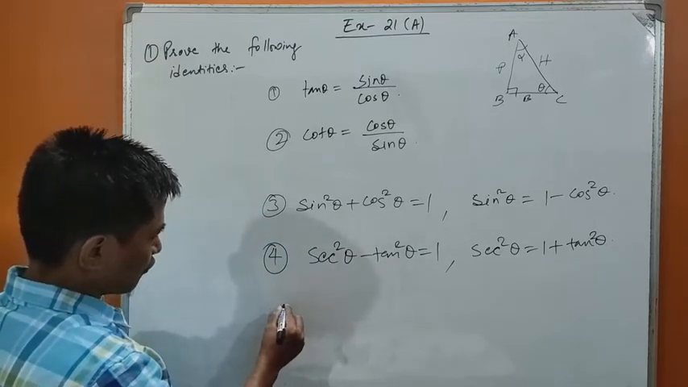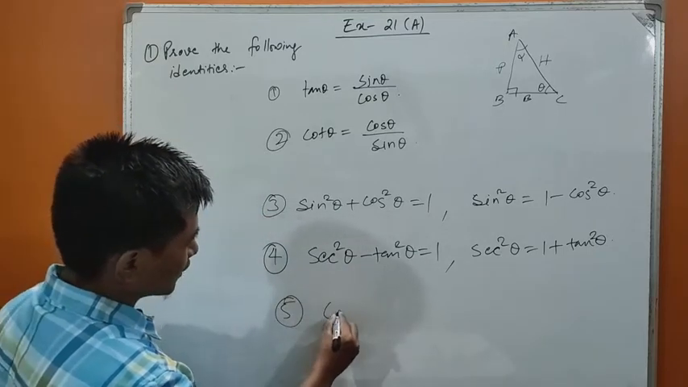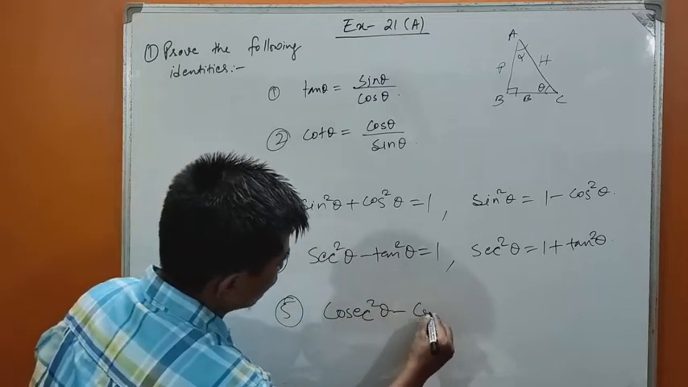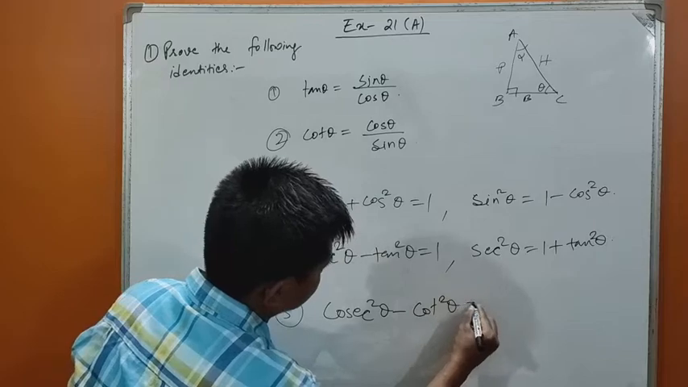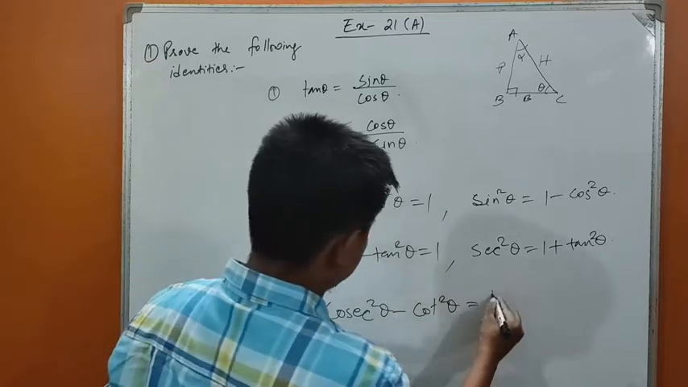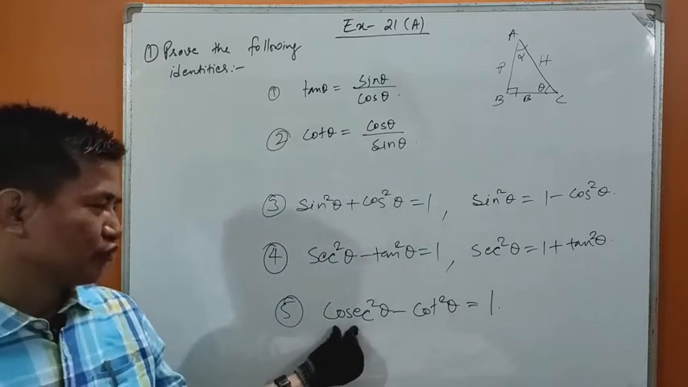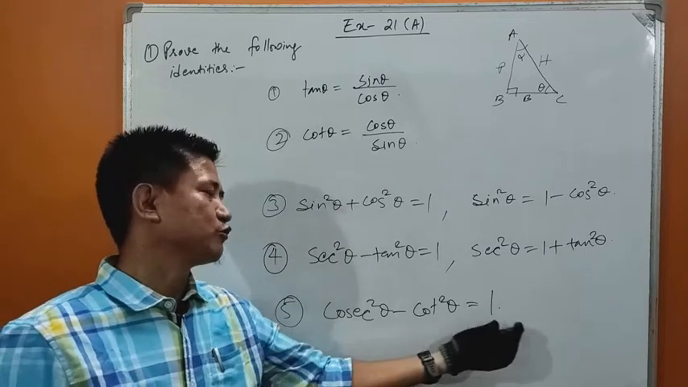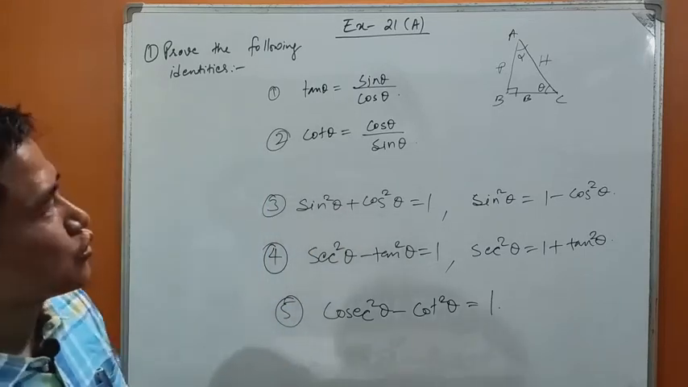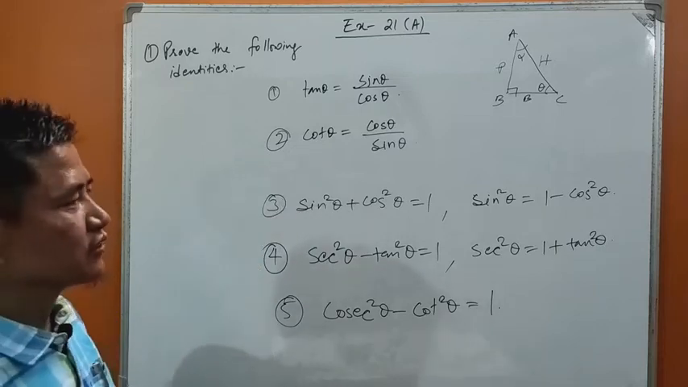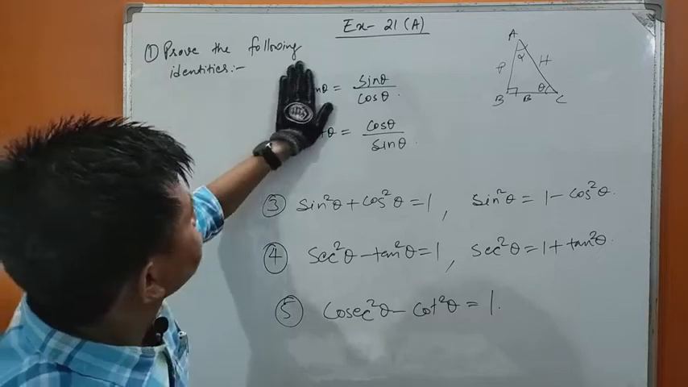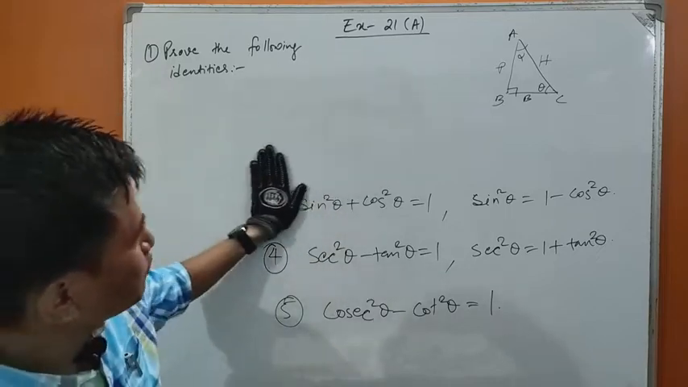And number 5 is cosec square theta minus cot square theta equals 1. So cosec square theta equals 1 plus cot square theta. I hope you got this formula. Please take the screenshot of this. We need this while solving the problems. Okay, so let me continue now.